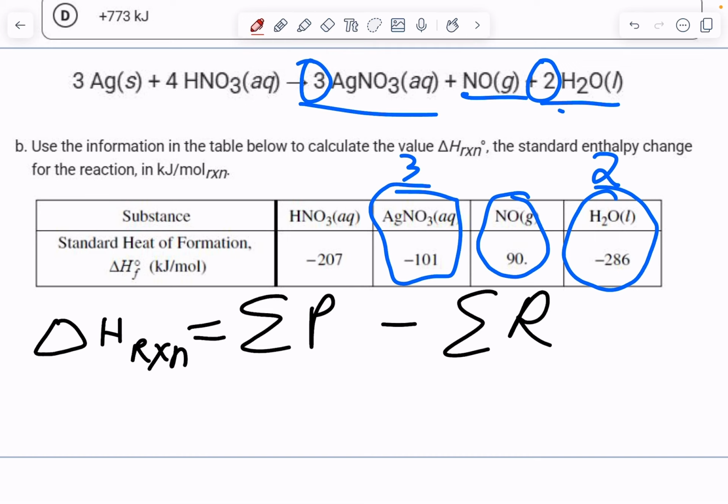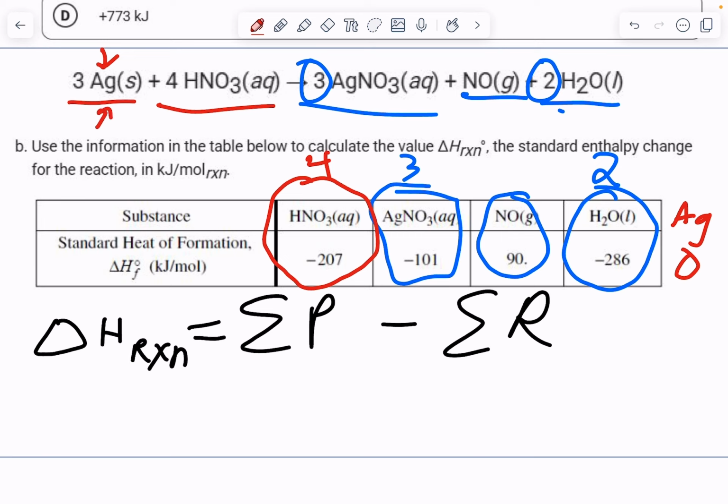I also have Ag, silver, as a reactant, and HNO3 as a reactant as well. HNO3 is right here, and I've got 4 of those. Now, Ag, or silver, is not shown in our standard heat of formation data table, okay? But it doesn't need to be, and if they did put it in, it would be 0. That's because the standard enthalpy of formation of anything in its elemental state, in this case silver, an element and a solid, is just going to be 0. So they didn't need to include it, so you don't need to worry about it.